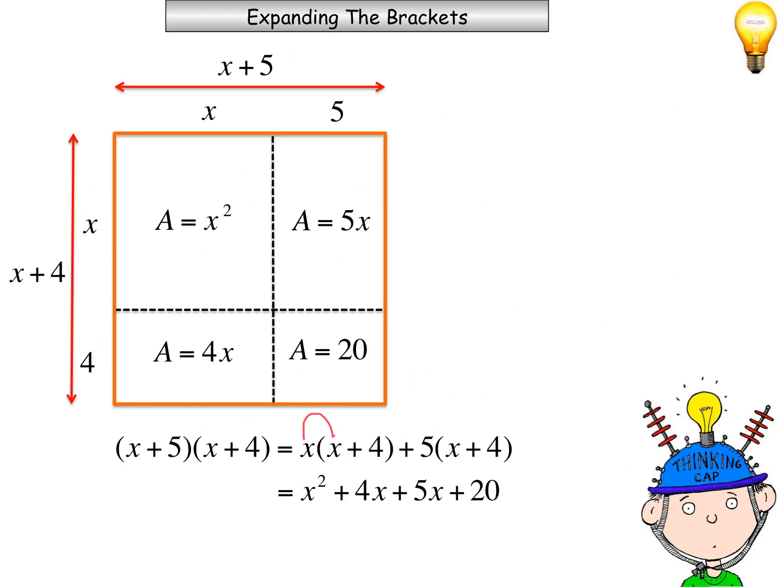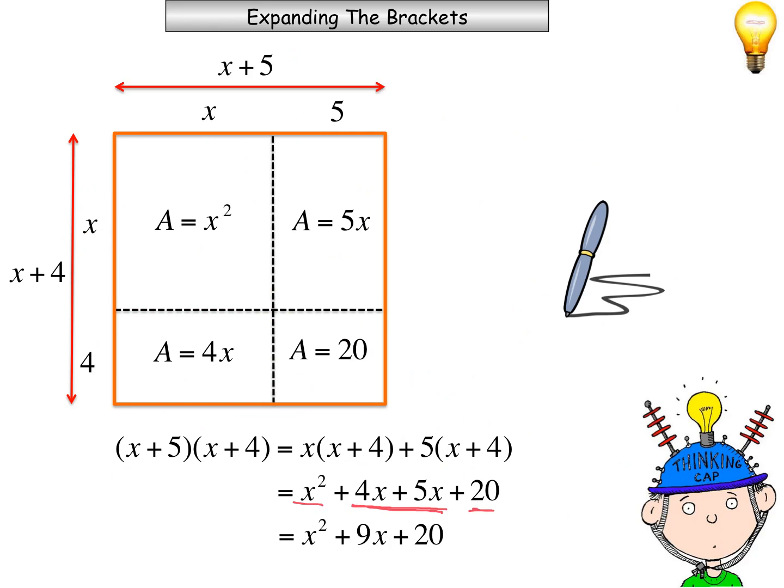X times x is x squared. X times 4 is 4x, plus 5 times x, plus 5 times 4. Looking at the 2 middle terms, 5x plus 4x, or 4x plus 5x, is 9x. So then we have x squared plus 9x plus 20. And here is our final solution. So this binomial product, in this case, gives us an answer of a trinomial.